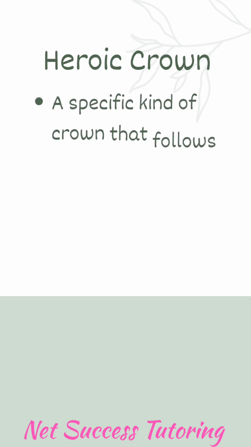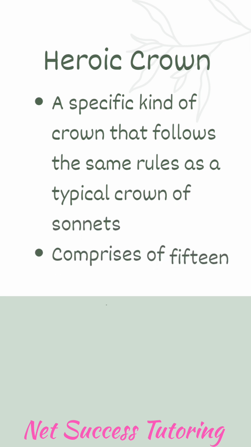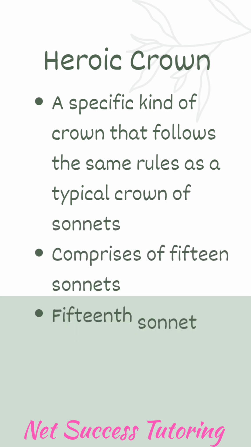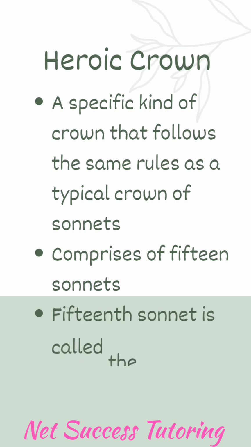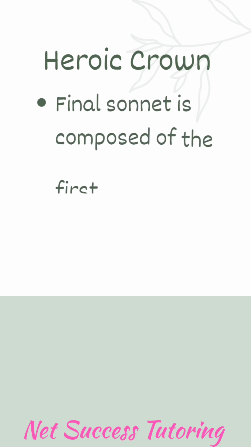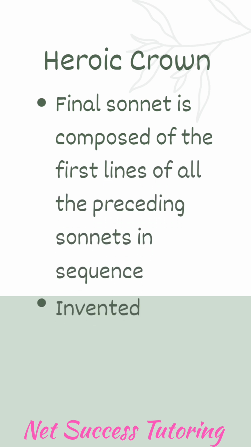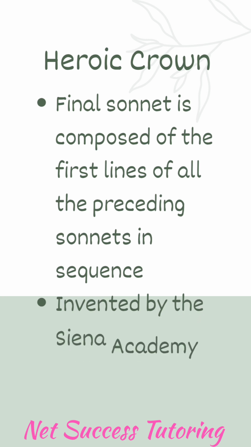Heroic crown. This is a specific kind of crown that follows the same rules as a typical crown of sonnets. It comprises 15 sonnets. The 15th sonnet is called the master sonnet. The final sonnet is composed of all the first lines of all the preceding sonnets in sequence, and this is known to be invented by the Siena Academy.